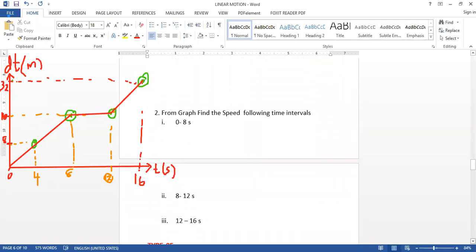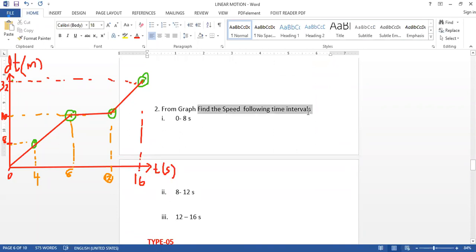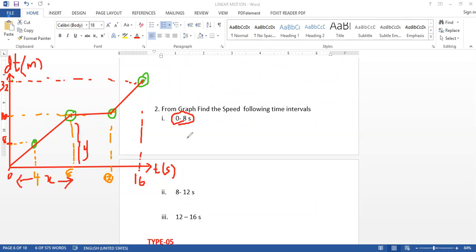And the second question says, from the graph, find the speed of the following time intervals. From 0 to 8 seconds, find the speed. Speed can be found, see, y over x. Here speed is equal, y is this point, this gap is 16 meters, and the time would be 8. 16 over 8, how much? 2 m/s.